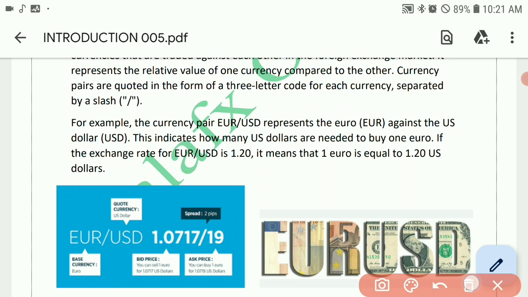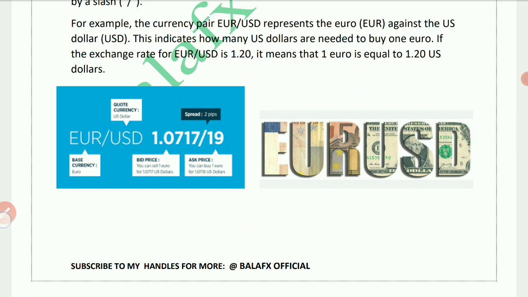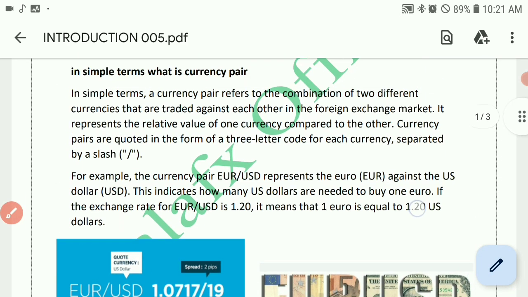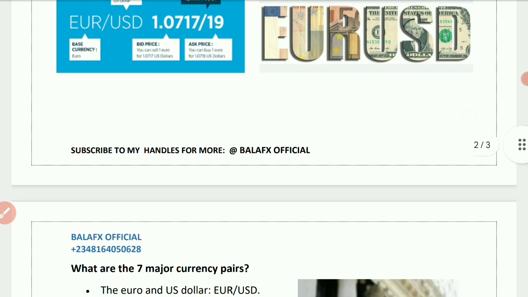Here is another example, EUR/USD. I'm using EUR/USD too much for this example. It compares one currency against another with a slash. By our definition, a pair can involve more currencies, but we normally use two. When the time comes, I will tell you about the others, maybe in our next episode. Try to join me as I teach this for free; I don't charge anything. In simple terms, a currency pair refers to the combination of 2 different currencies that are traded against each other. I think this is a simple explanation that you can absorb fast.